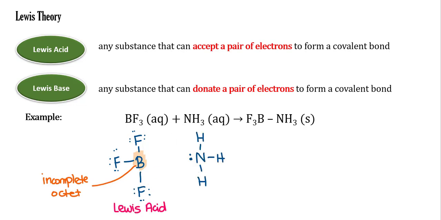In ammonia, we can see that there is a pair of electrons on the nitrogen atom. So, ammonia can donate a pair of electrons to boron to form a covalent bond. Thus, ammonia is a Lewis base.